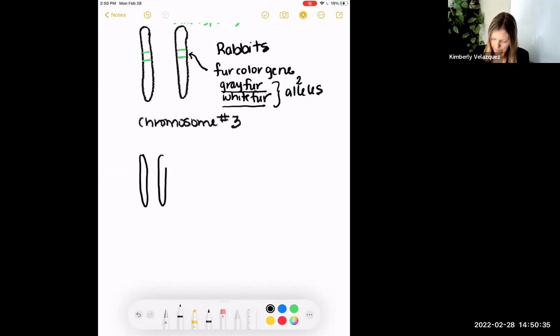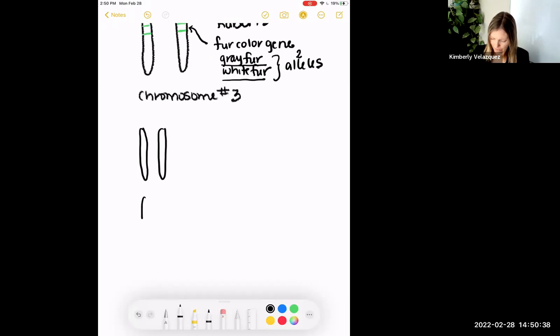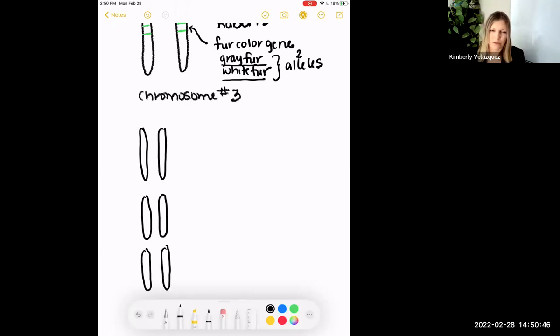This is going to be possibility number 1, number 2, and number 3. And those are meant to all be the same size, even though I drew those little sausage-shaped chromosomes different sizes. Those are meant to be the same. So this is the same chromosome, chromosome number 3, and here's that fur color gene. And it doesn't really matter in this situation if these are from mom or from dad. So just remember, this rabbit has 2 copies of that chromosome.